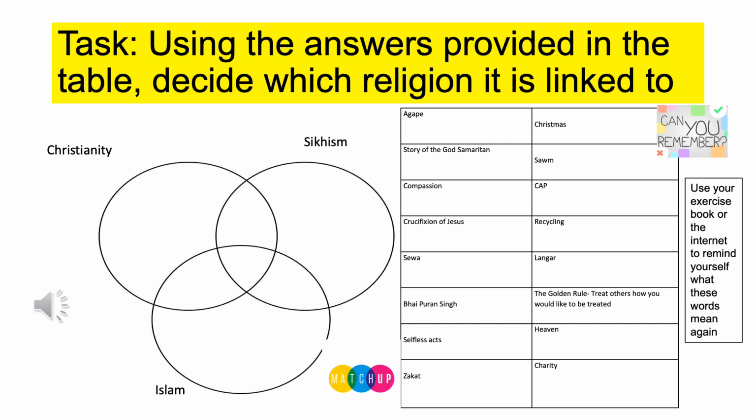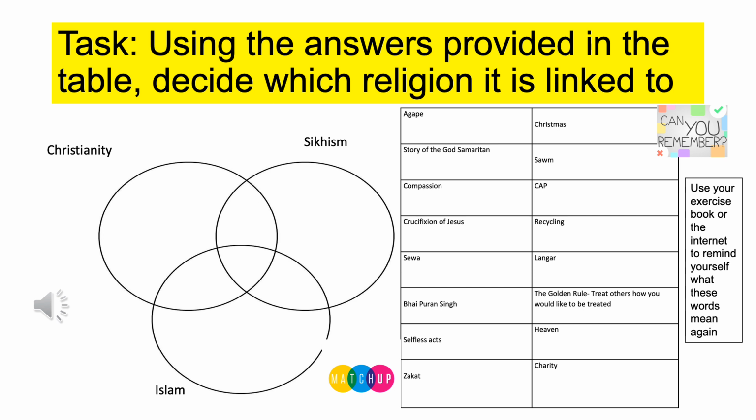Some of them will overlap. If they do overlap, I'd like you to put them in the middle. Okay, so where do you think agape goes? Got it? Okay, how about langar? And that is spelled L-A-N-G-A-R. Try and think about when we looked at someone called Bhai Puran Singh. Now that's a clue for you.